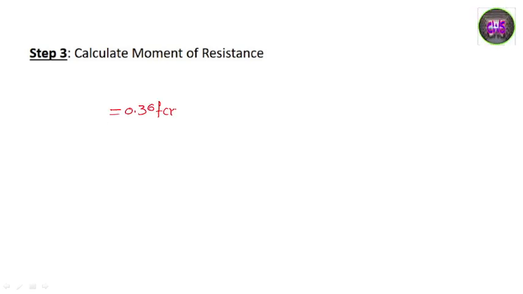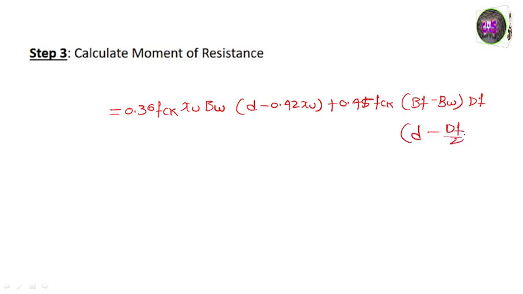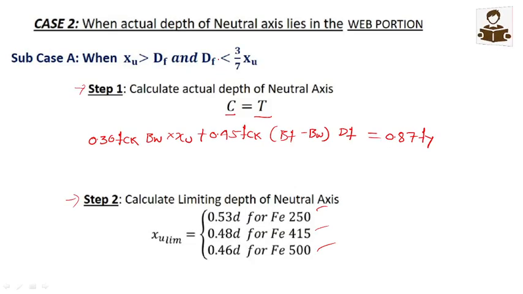0.36 fck, okay, Xu into bw (d minus 0.42 Xu) plus 0.45 fck (bf minus bw) Df, right, (d minus Df by 2). So this might be the formula for calculating the moment of resistance when the actual depth of neutral axis lies within the portion when Xu is more than Df, right.